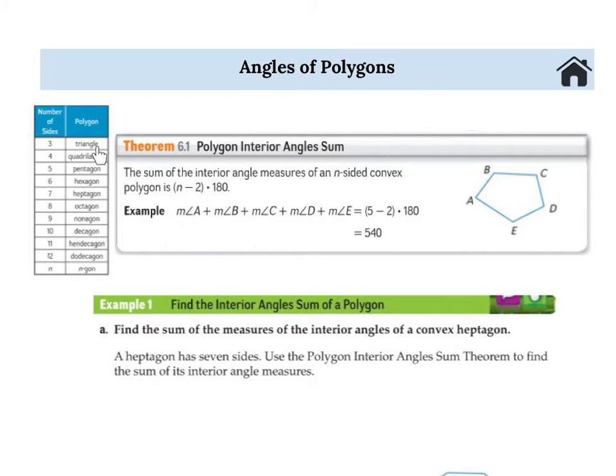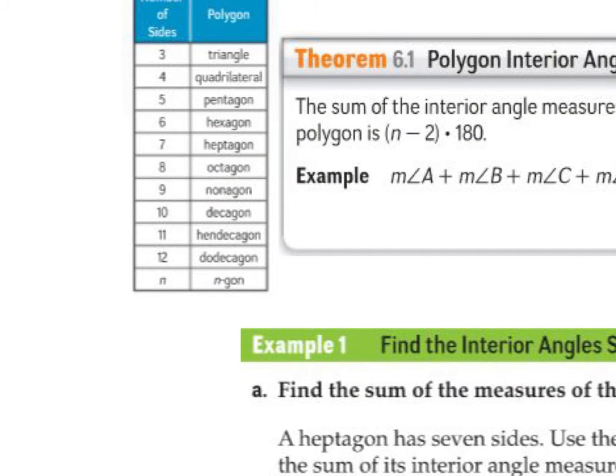3-sided to 12-sided shapes have specific names: triangle, quadrilateral, pentagon for 5, hexagon for 6. You're going to look at that prefix and it's going to tell you how many sides, all the way up to a dodecagon, which is a 12-sided shape. The thing is, once we get past 12, there are really no more special names, so it's just going to be called an n-gon, where n is the number of sides. So if we have 15, we'll call it a 15-gon.